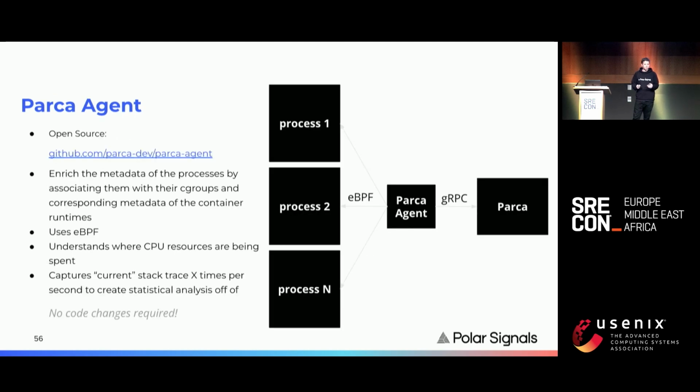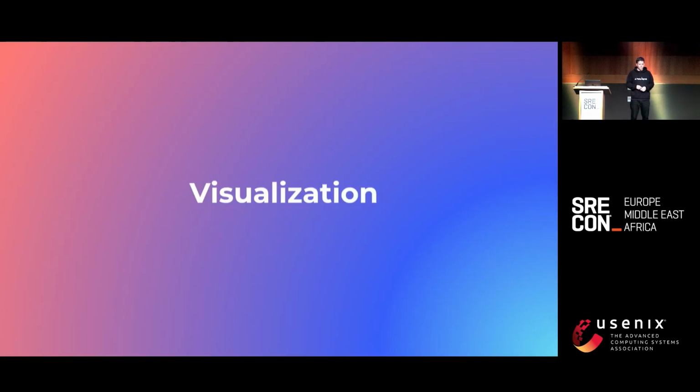So the Parca agent, to summarize, it's open source, and it discovers everything. It enriches the metadata from Kubernetes, systemd, Docker, etc., uses eBPF, and then only 19 times a second observes your stacks, and then only every 10 seconds reads those eBPF maps. And the best thing is no code changes are required. So how can we visualize all of this?